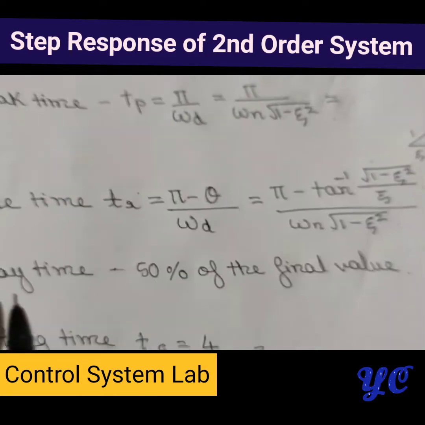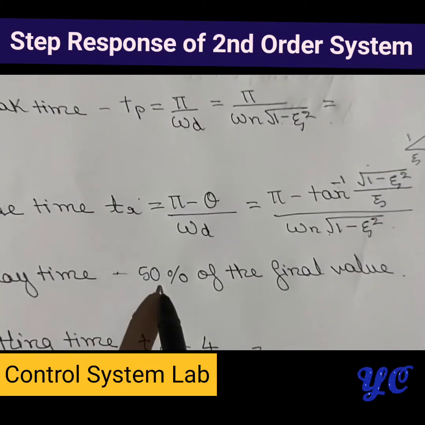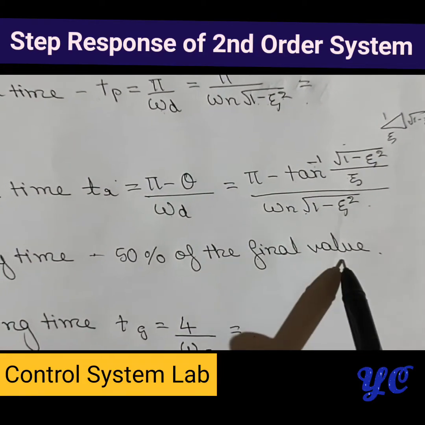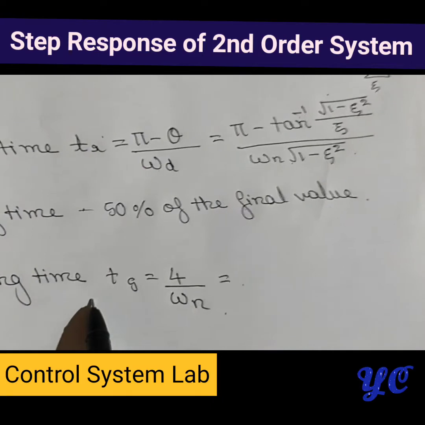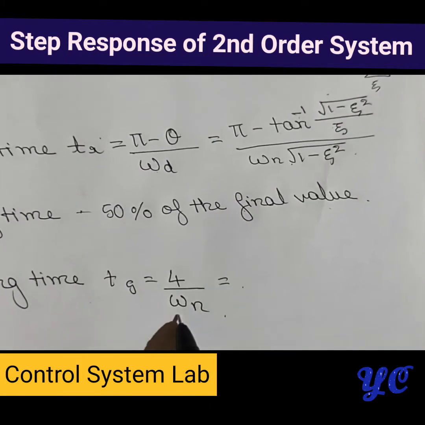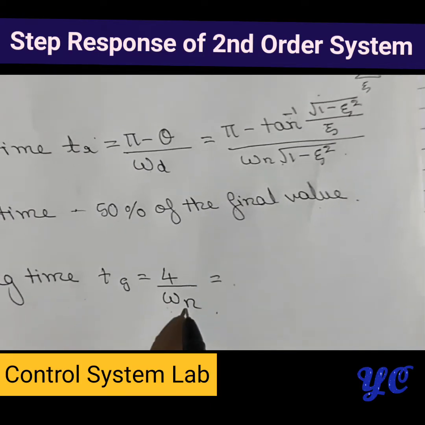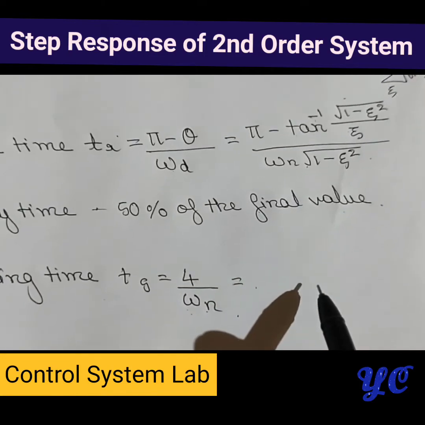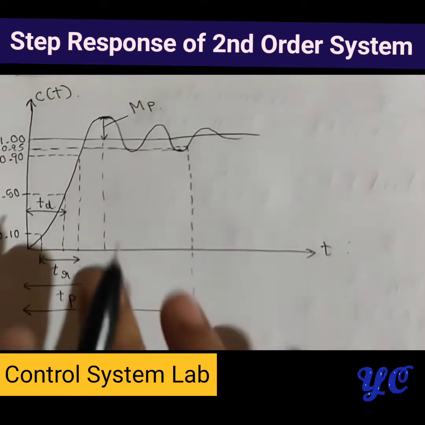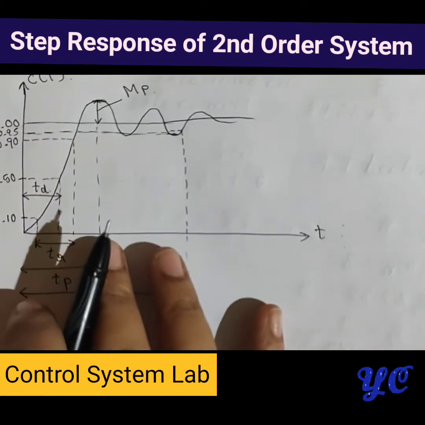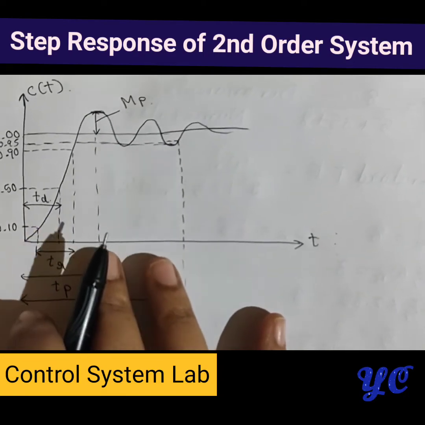Okay. Next, delay time. No need to calculate, it is 50% of the final value. Settling time Ts equals 4 divided by omega n. This is for the 2% criterion. So this is the waveform you will get in the Matlab program.